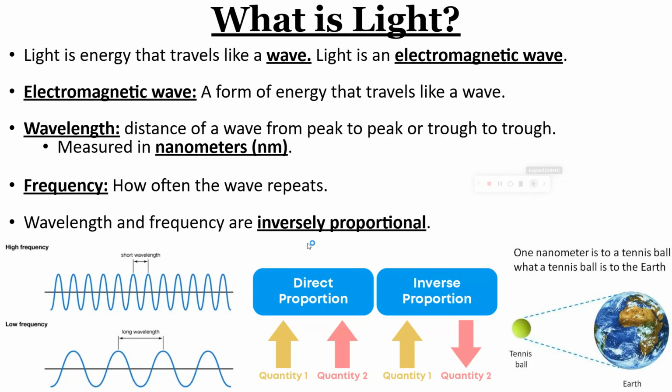Inverse means opposite. So they essentially go in opposite directions. The bigger the wavelength, the smaller the frequency. So as one goes up, the other goes down. But the smaller the wavelength, the higher the frequency. And that makes sense because a smaller wavelength means you can fit more in that 10-second time frame than a larger wavelength. It takes longer to do a whole wave if it's a big wave. And so these are characteristics of waves that we can measure, and because light is a form of energy that travels as a wave, light will have wavelengths and frequencies.